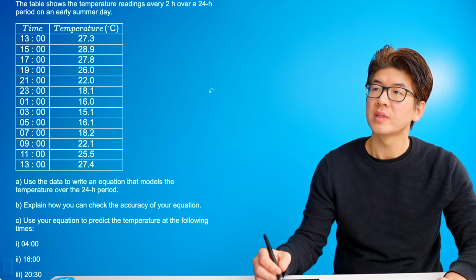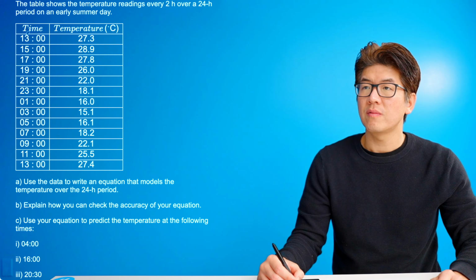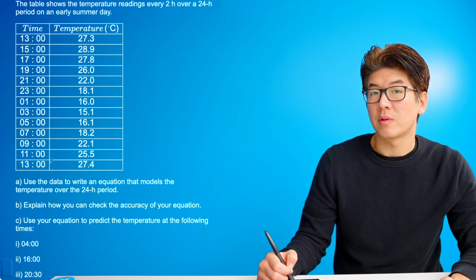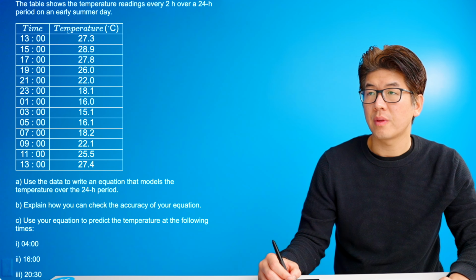Hey, so let's do another trig modeling problem. This time we're going to be given some values in a table and we have to try to come up with an equation, a trig equation that matches this. Let's take a look. Here it is, okay? So we're given from 1 p.m. to 1 p.m. the next day, okay?